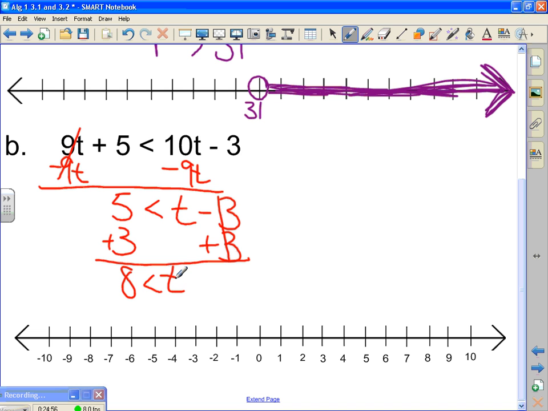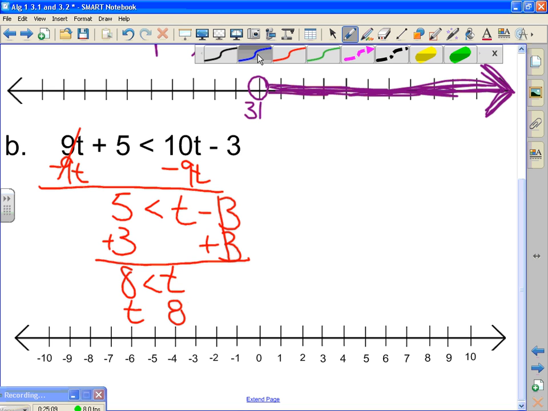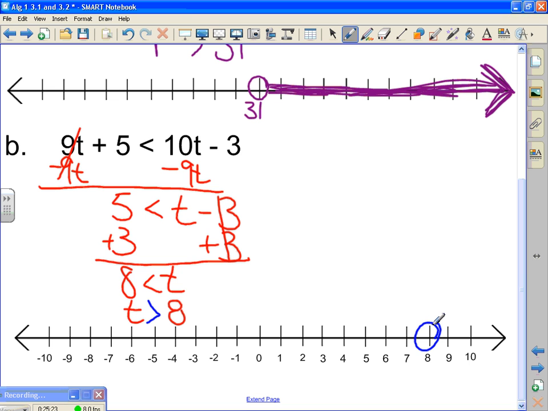Now, if you graph it here, you're going to get it wrong. Because remember, the t goes first. So you have to reverse the t and the 8. And when you do, your less than sign will turn into a greater than sign. You must reverse it when you reverse the number and the letter. So now put a circle or dot at the number 8. Good. Circle. Shade to the right. Excellent. Remember, variable goes first.